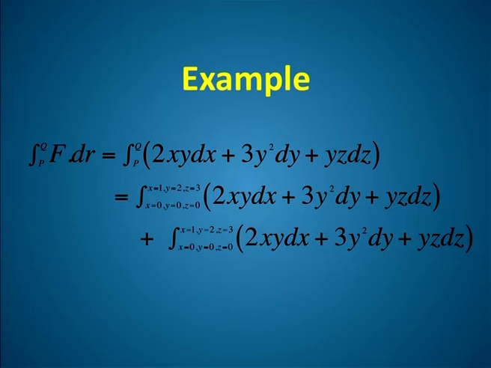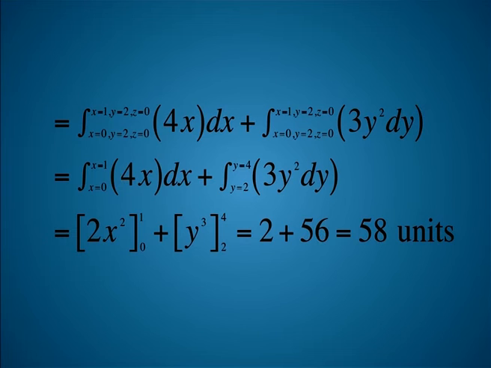For example, the integral from p to q of f dot dr is equal to the integral from p to q of 2xy dx plus 3y square dy plus yz dz. Here the limits of integration are from x equal to 0, y equal to 0, z equal to 0 to x equal to 1, y equal to 2, z equal to 3. After performing the integration and giving the limits, its value becomes 58 units.